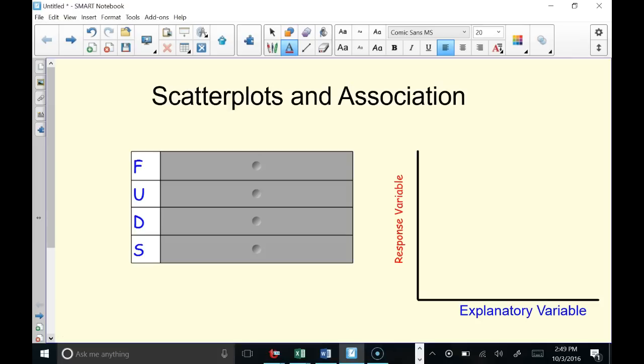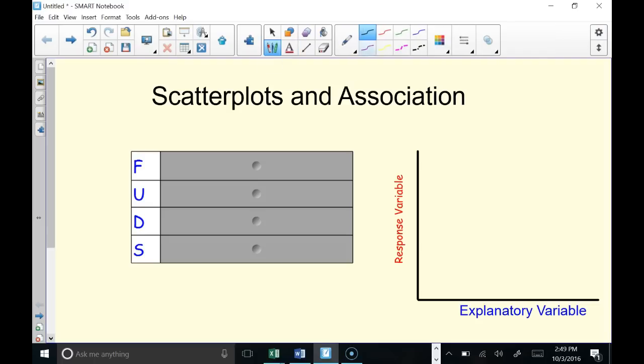Hi, today we're going to talk about scatter plots and associations. You've drawn scatter plots for a long time now. What I want to do is first clean up some vocabulary. First of all, what we put on the x-axis is called the explanatory variable.